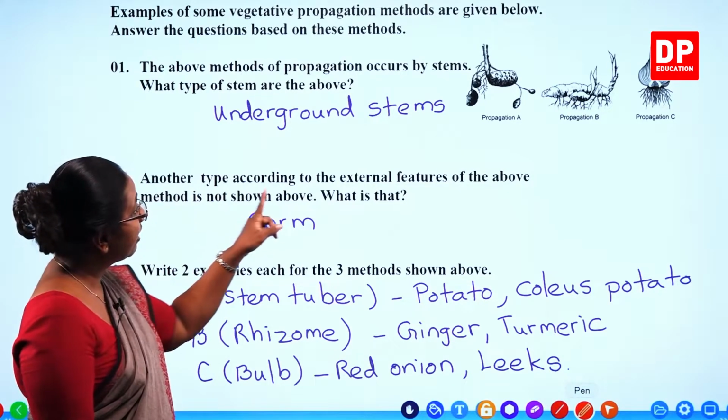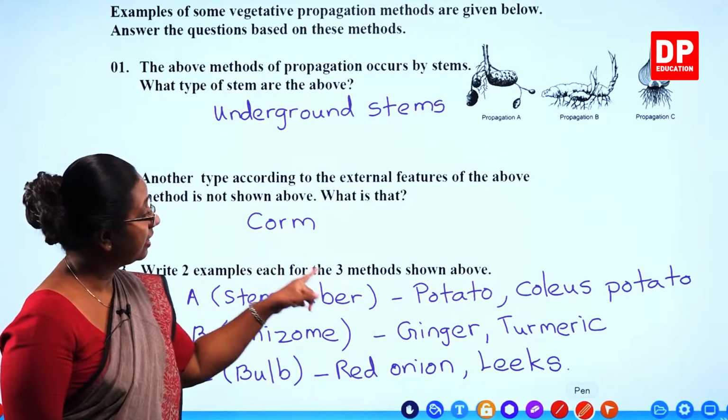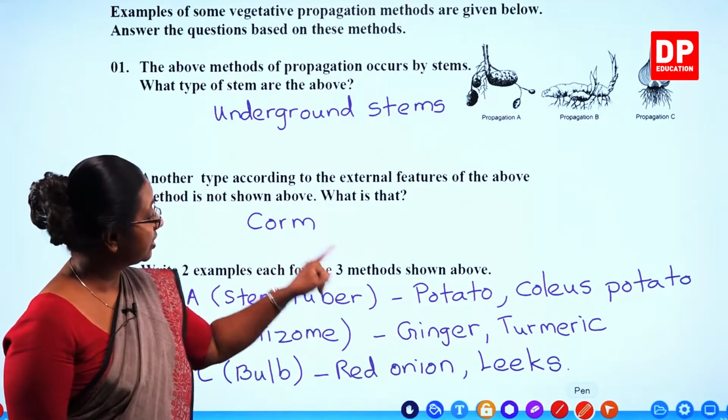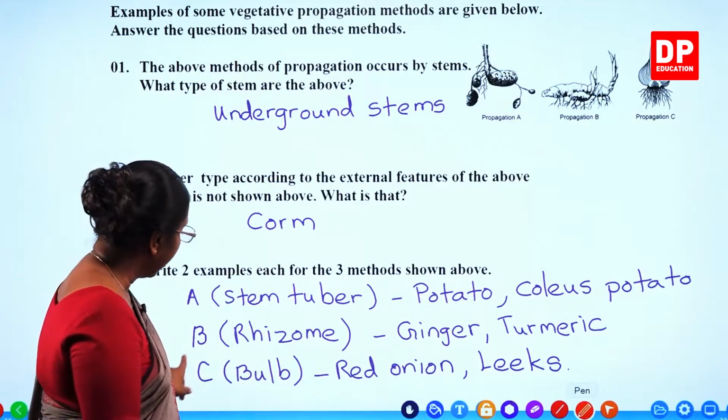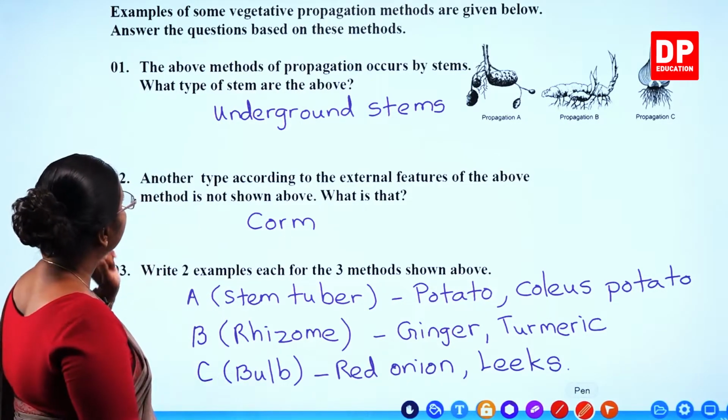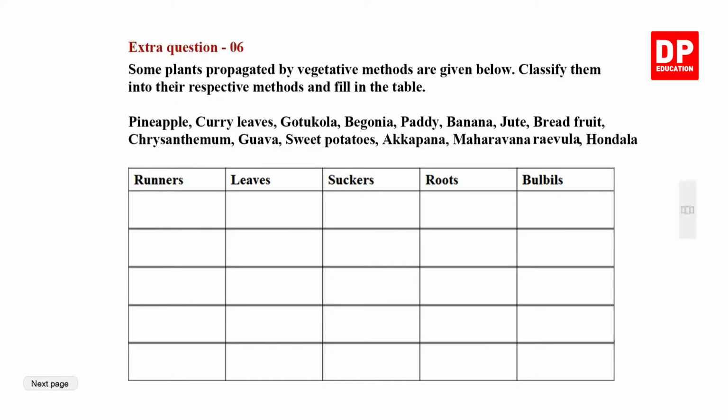And then we have written examples. A is stem tuber, for that potato and coleus potato. B is rhizome, ginger and turmeric. And C is bulb, that is red onion and leeks. With that, I'm going to move on to the next question.